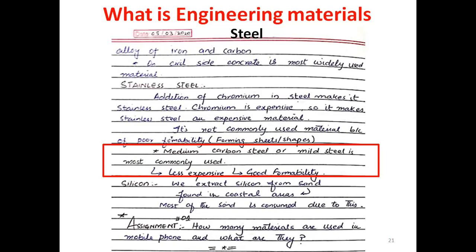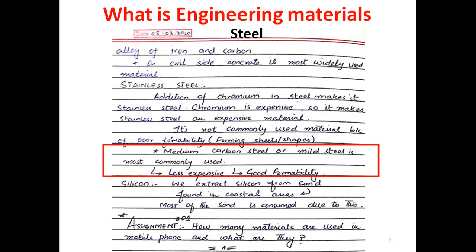Another material that is widely used is steel. As we discussed, steel is an alloy. It is a ferrous alloy. It is the alloy of carbon and iron. And as we discussed, it has a number of different types: low carbon steel, medium carbon steel, high carbon steel, tool steel, stainless steel.